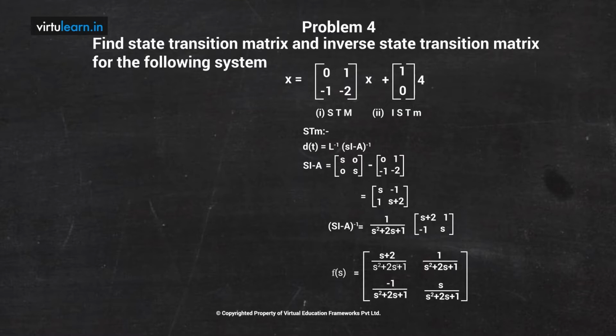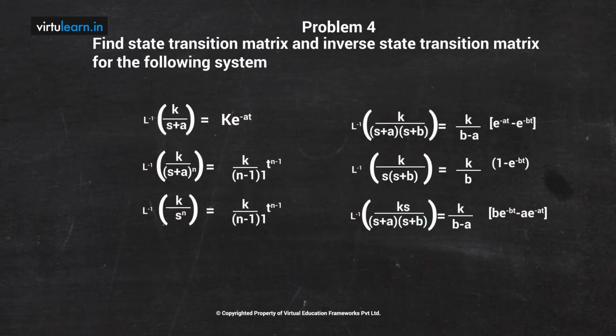Then you can recollect the formulas of inverse Laplace transform. Some of the important inverse Laplace transforms I am listing here. They are very useful when you are finding phi of t or x of t or y of t in a system. Let us say I have a function k by s plus a; its inverse Laplace transform is k times e power minus at. Similarly, if I have k by (s plus a) power n, then it is k by (n minus 1) factorial times t power n minus 1 times e power minus at. Similarly, if I have k by s power n, then we have k by (n minus 1) factorial times t power n minus 1. The e power term won't come here because there is only s power n.